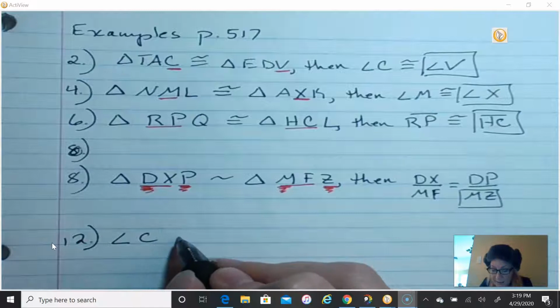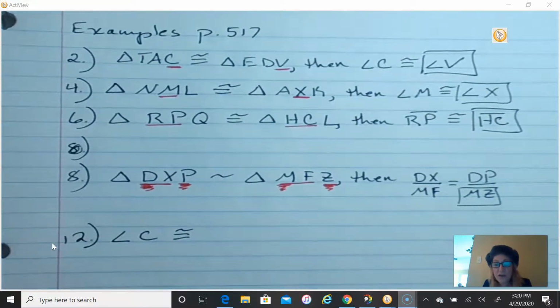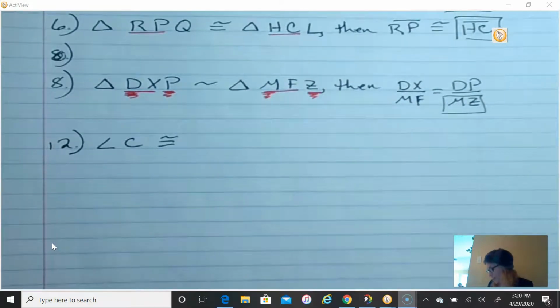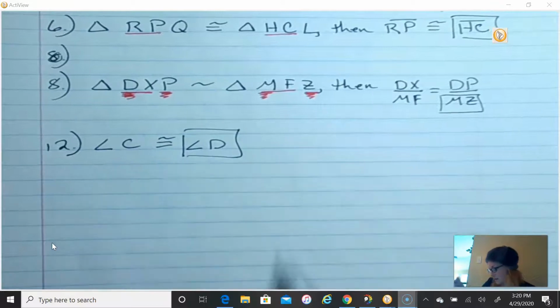So what angle is it corresponding with? Look at your drawings. You need to look at the drawings. I cannot show you, but look in your book and you'll see right above 12 and 13, and even part of 14, you'll see two triangles. That's what we're looking at. So what angle does C correspond with? Angle D. You got to see that.